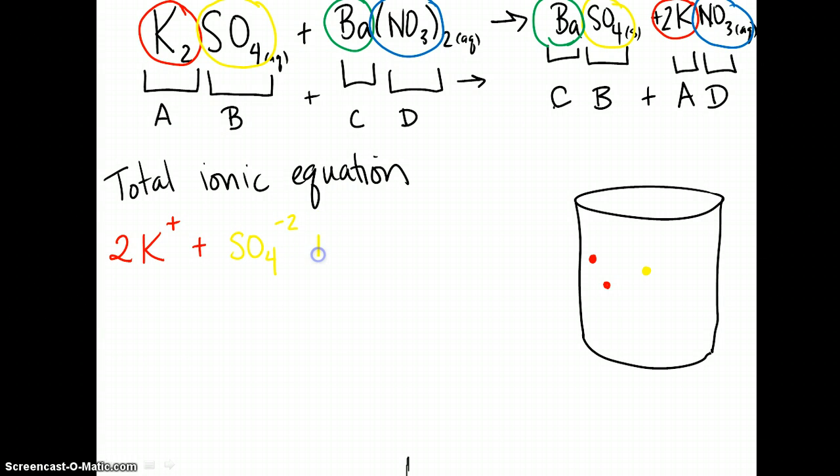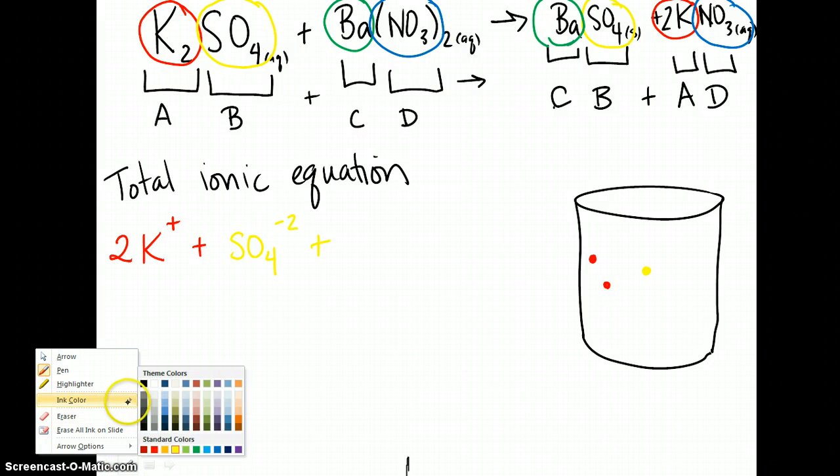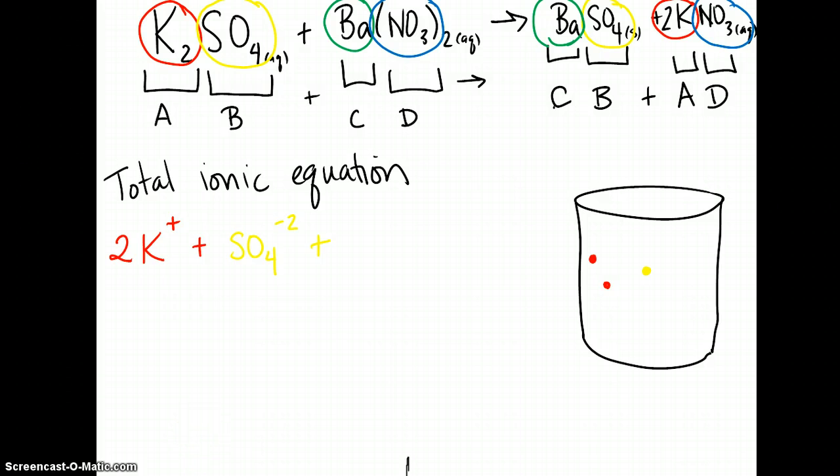Okay? Then I'm going to add another plus. And keep in mind, the reason I'm separating these is that ions in water will separate. So I'm just showing what I have in this beaker. We're going to do green for barium. Barium, it looks like I only have one barium. So I'm going to just draw that one dot. And barium has a +2 charge.